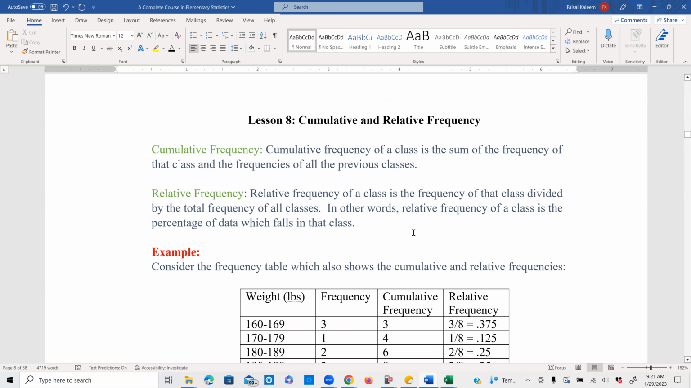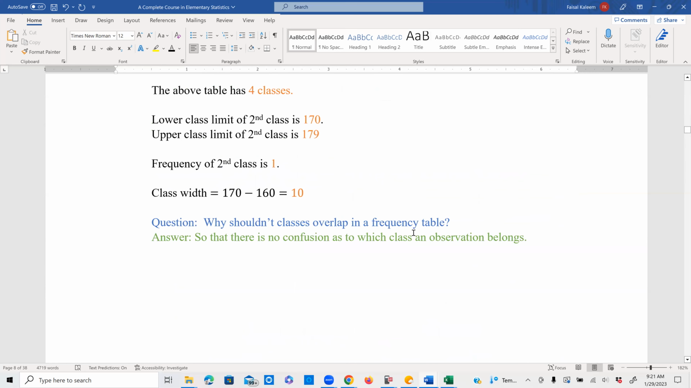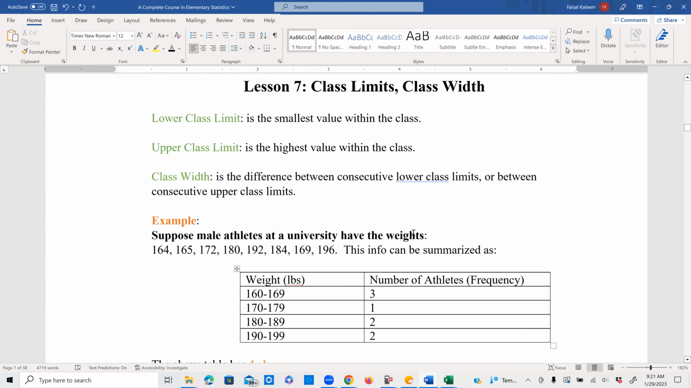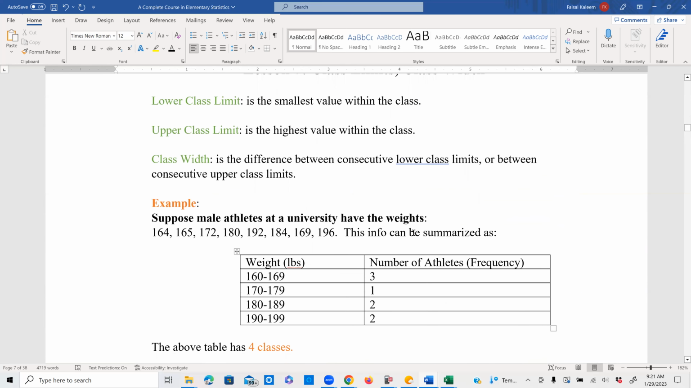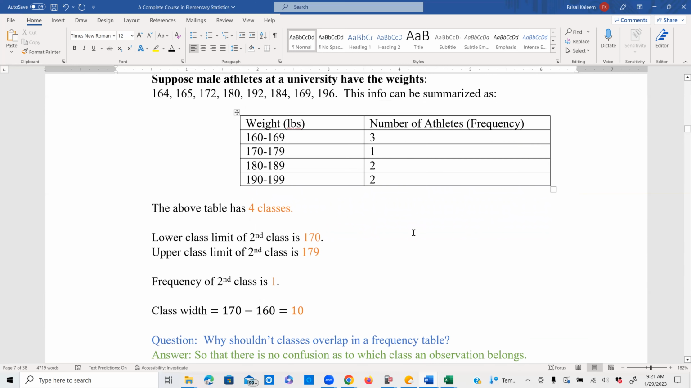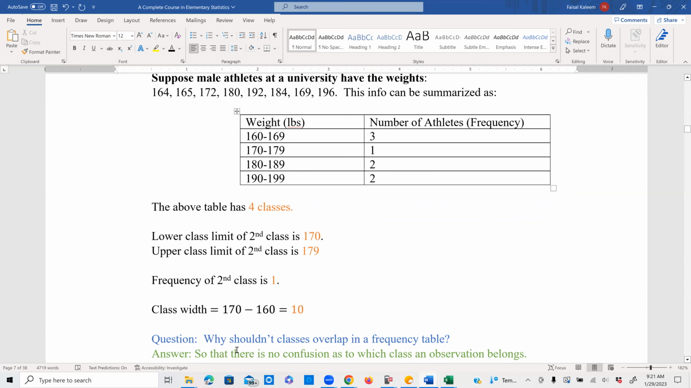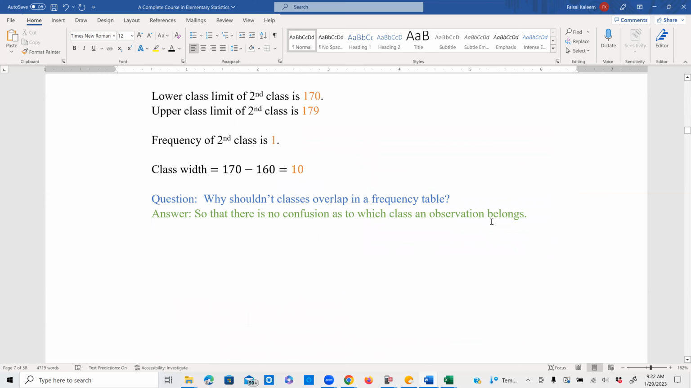Cumulative and relative frequency. And so another thing to see is that the class width here is the difference between vertical entries. So the class width here, for example, if you look at these two consecutive vertical entries, 170 and 160, the difference is 10. So the class width is 10.